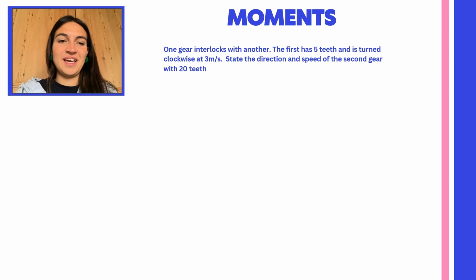Okay, now for some gears questions. So one gear interlocks with another. The first has 5 teeth and turns clockwise at 3 meters per second. State the direction and speed of the second gear with 20 teeth.